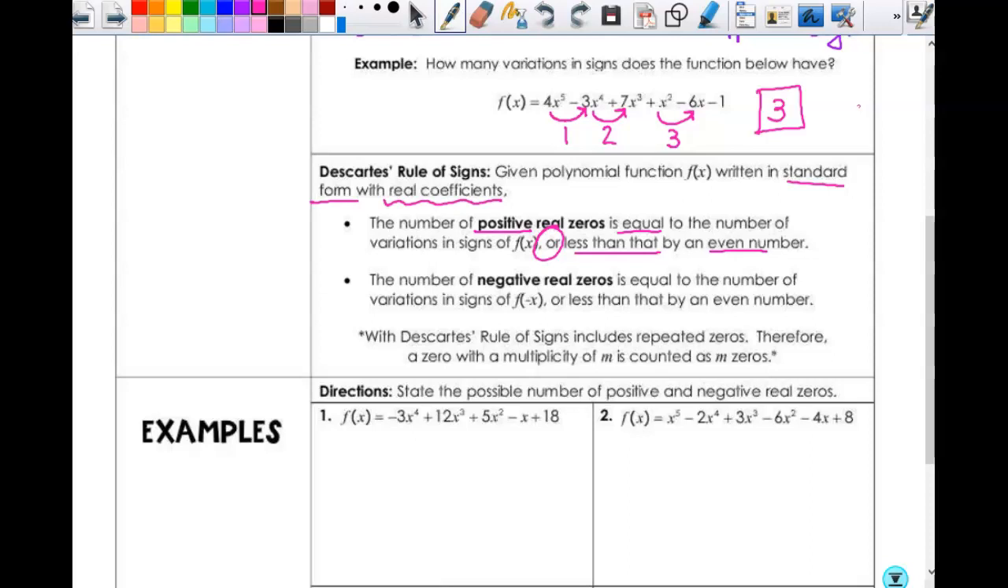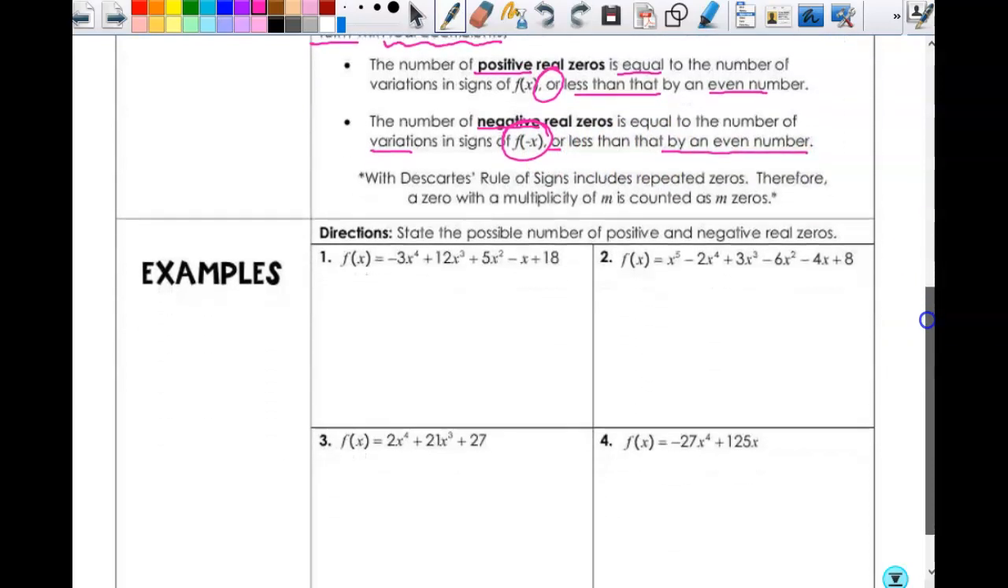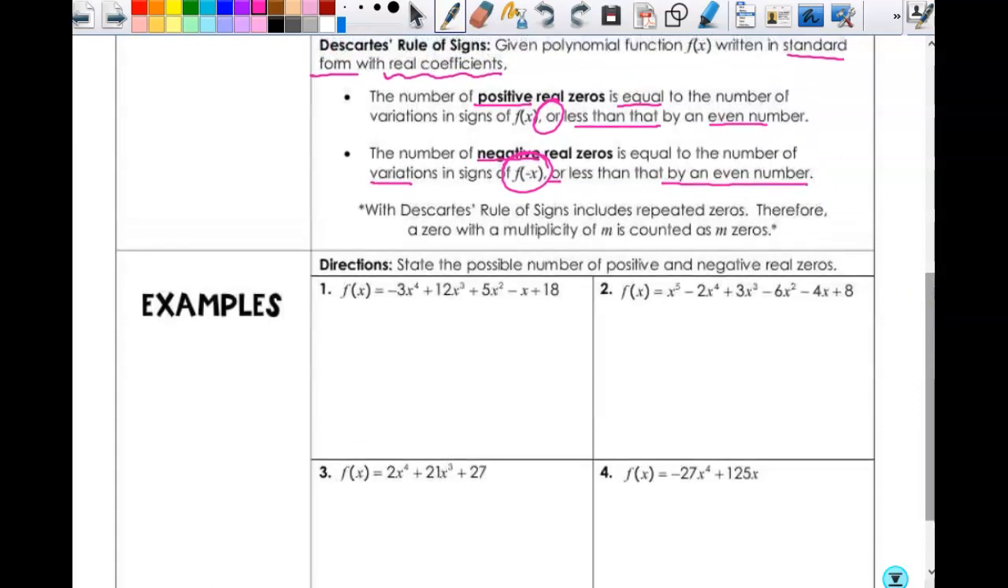Then the number of negative real zeros is equal to the number of variations in signs of f of negative x, and again, or less than that by an even number. Descartes' rule of signs includes repeated zeros. Therefore, a zero with a multiplicity of m is counted as m zeros. So even though we only write it down once, if I have x minus 2 quantity squared, 2 is a zero, but it has a multiplicity of 2, so it counts as 2 in this case.